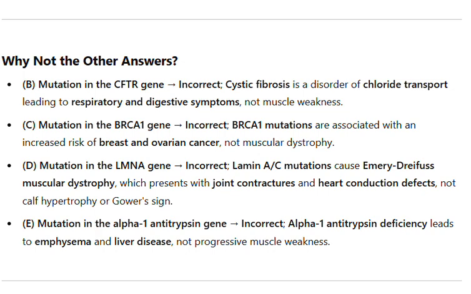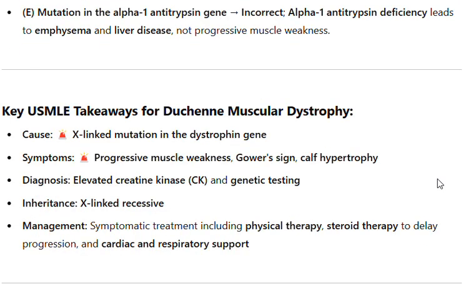Key USMLE takeaways for Duchenne muscular dystrophy. Cause: X-linked mutation in the dystrophin gene. Symptoms: progressive muscle weakness, Gowers' sign, calf hypertrophy. Diagnosis: elevated creatine kinase, CK, and genetic testing. Inheritance: X-linked recessive. Management: symptomatic treatment including physical therapy, steroid therapy to delay progression, and cardiac and respiratory support.